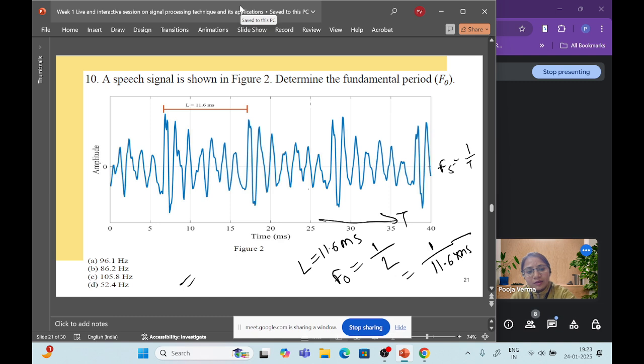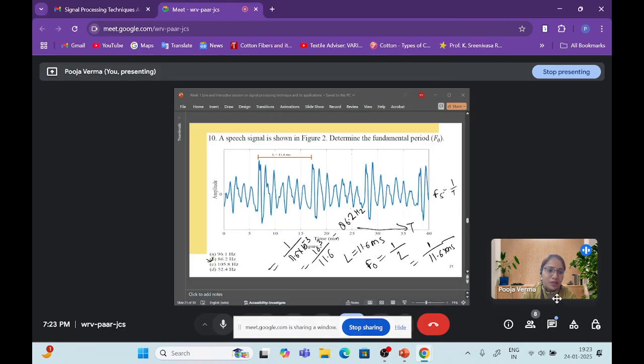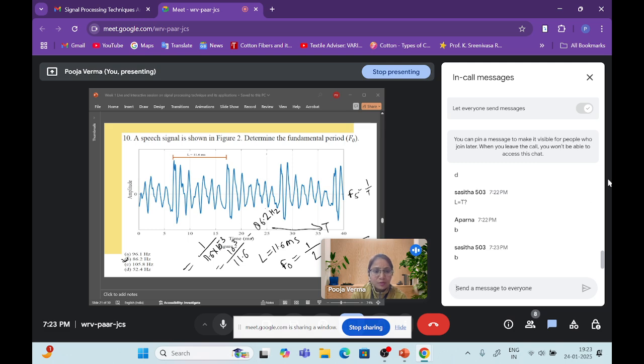So here it is 1 by 11.6 milliseconds. So 10 to the power minus 3, that is 10 to the power 3 divided by 11.6. If you multiply and divide it, you will get 86.2 hertz. Just calculate it. So option B is the correct answer for this question.